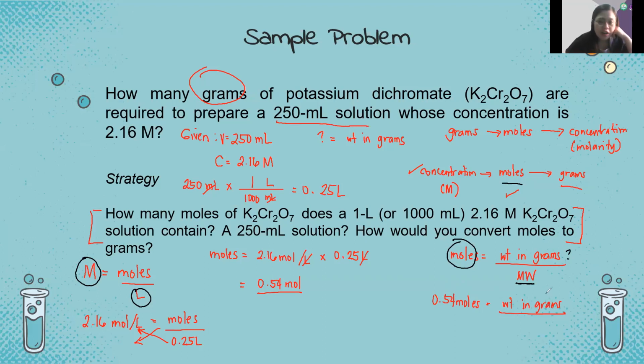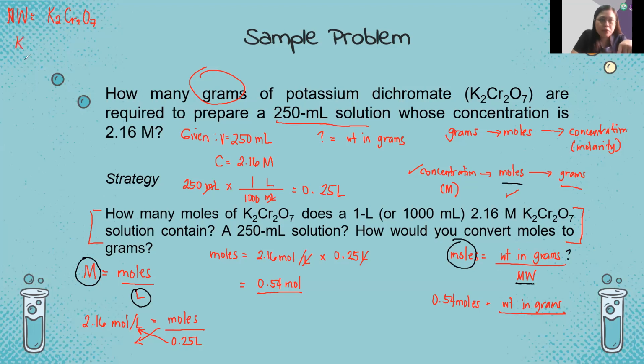Before proceeding to the computation, let's get the molecular weight. I have limited space, but wait lang. Let's compute here sa taas. The molecular weight of our, what is that? Potassium dichromate. It's K2Cr2O7.